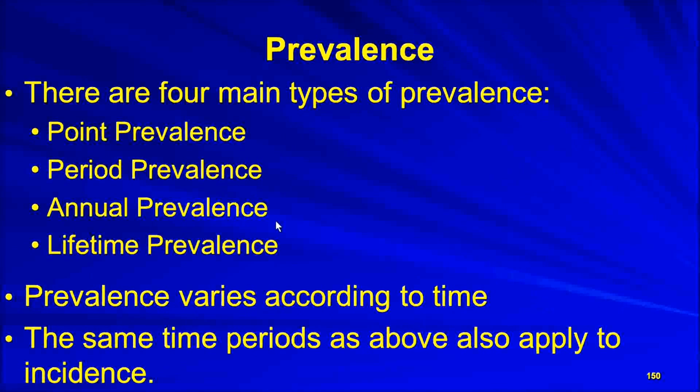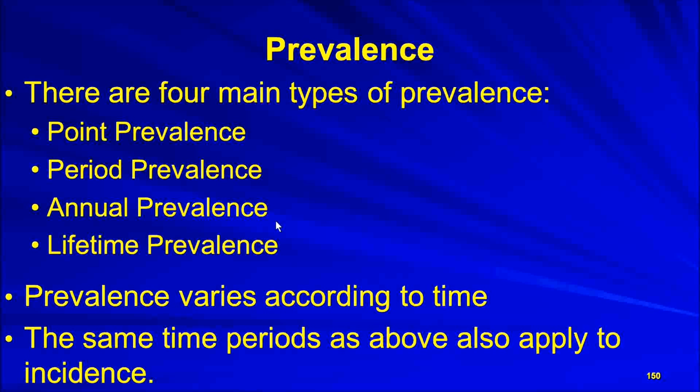Next, with prevalence, there are four main types. There are point, period, annual, and lifetime. Prevalence then varies according to time, and I'll show you examples of it. Hopefully this will be a simple thing for you to remember. If not, you can replay it and look at the slides again.